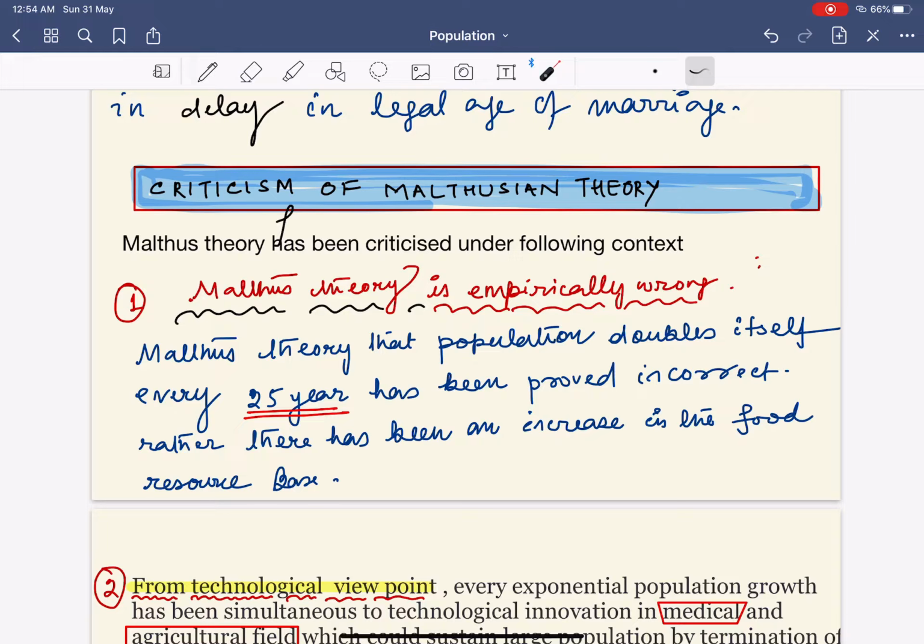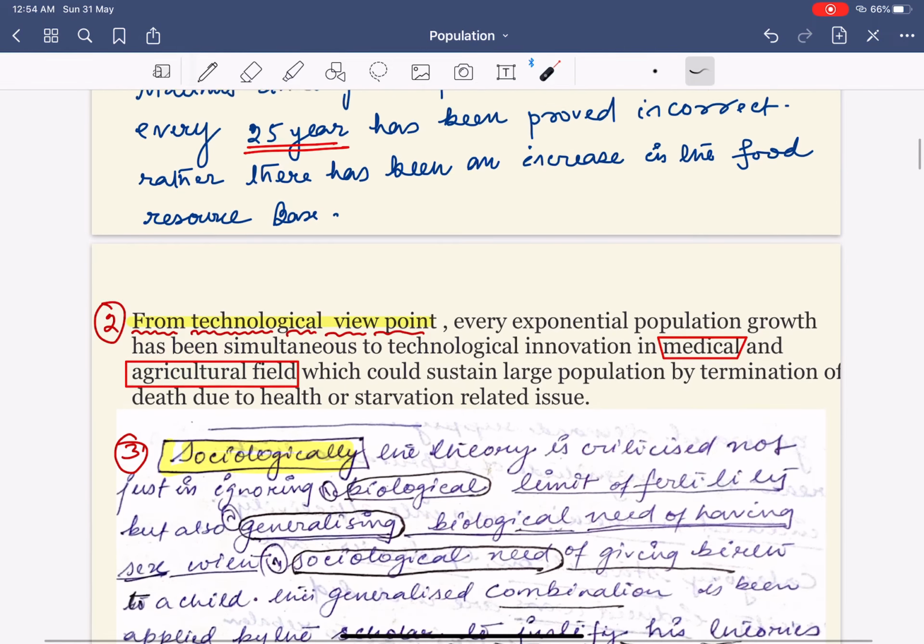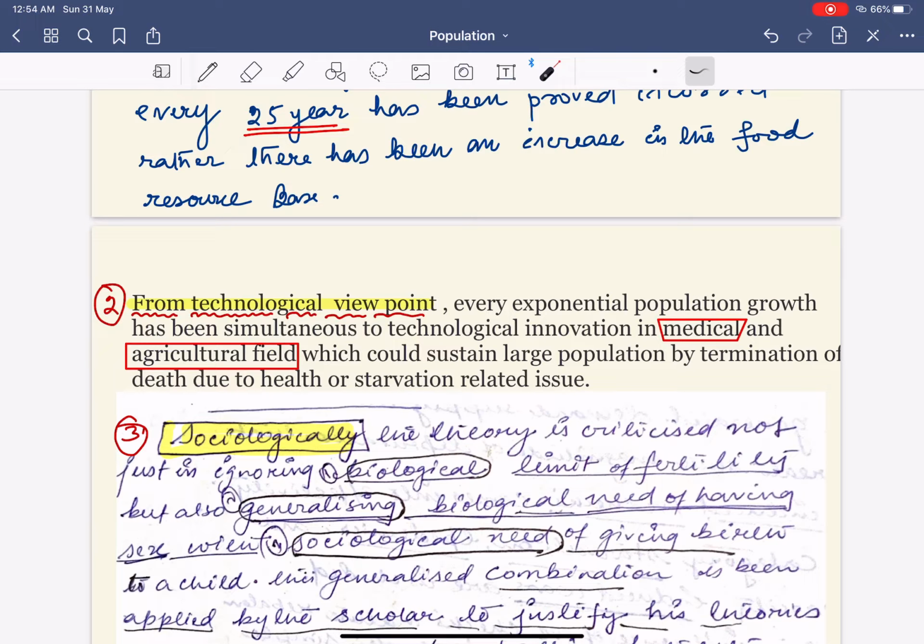We have come up to this age and the population has not doubled itself, given the condition that many countries have adopted these preventive checks very successfully. Next, from the technological viewpoint, see, Malthus, now we'll just first read the statement, then I'll explain.